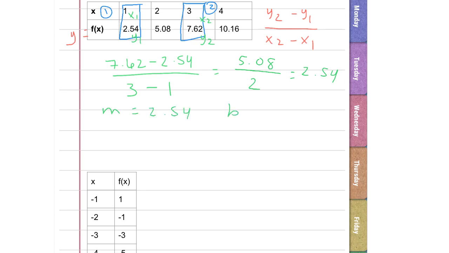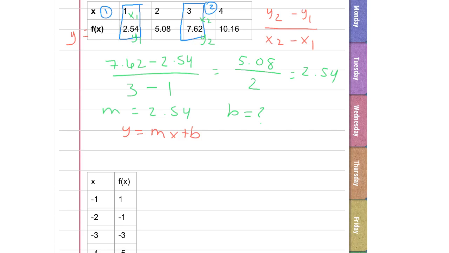Now we need to find our b. So what is b? Well, b is whenever x is equal to 0. And where do we find that x is equal to 0 here? Nowhere, right? So we're going to have to find b mathematically. So we're going to go ahead and find b by plugging in everything that we know. And we're going to use the linear function notation, which is y is equal to mx plus b. So I know what m is. I'm trying to find what b is.